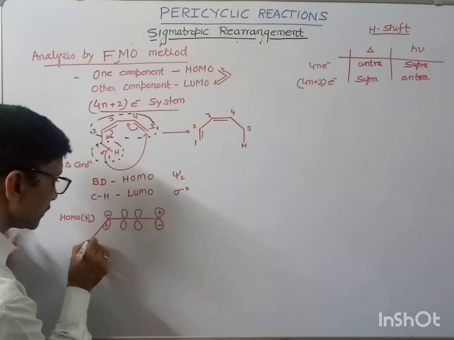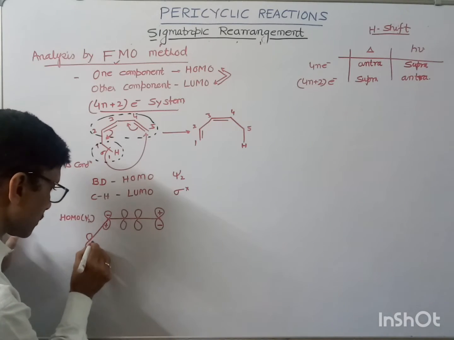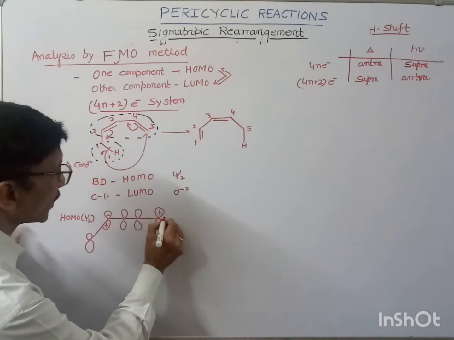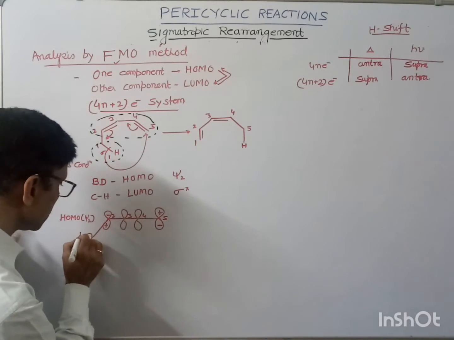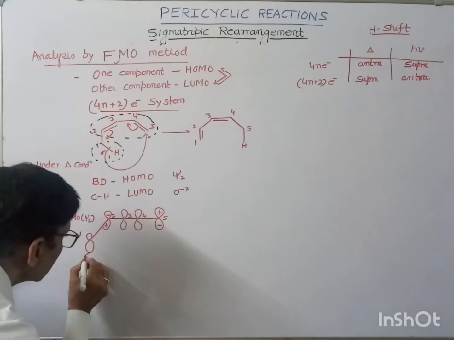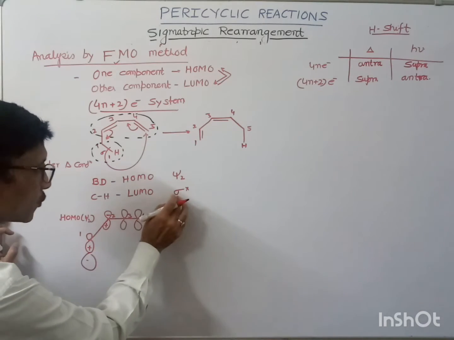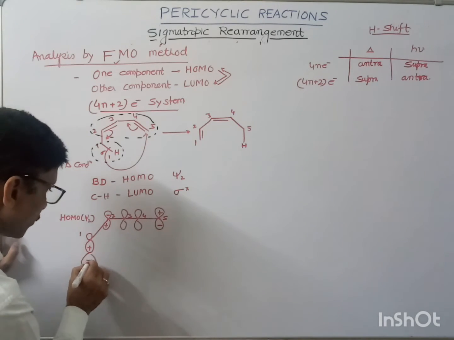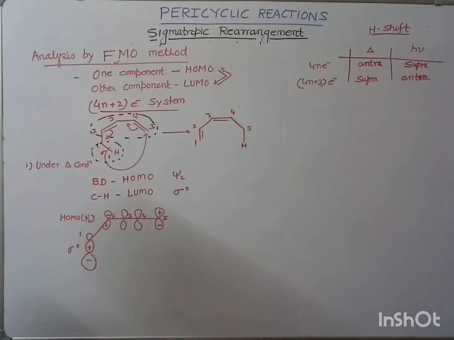Now this interacts with, this is our CH bond. So if this is our 5, this would be 4, this is 3, this is 2, this is 1, and positive, and LUMO, because this is LUMO, then this is positive, negative, this is sigma star. Now let us see the interaction in a first suprafacial manner.